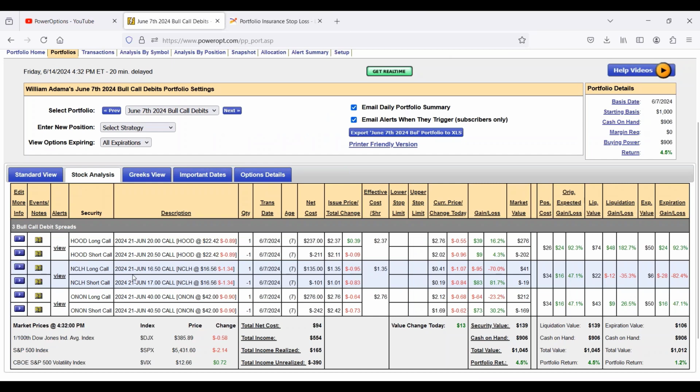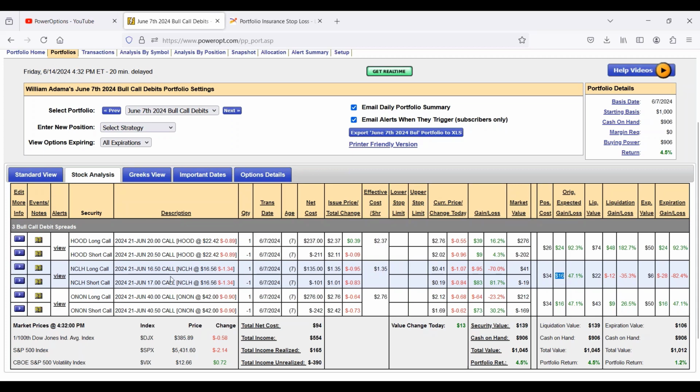NCLH, though, Norwegian Cruise Lines. The stock was trading roughly at about 18.20, I think it closed on last Friday, but it's dropped now to 16.56. The spread we found was selling the 17 call, buying the 16.50, with a net debit of 34 cents. So it was about a 50% profit. We could make probably 16 cents.